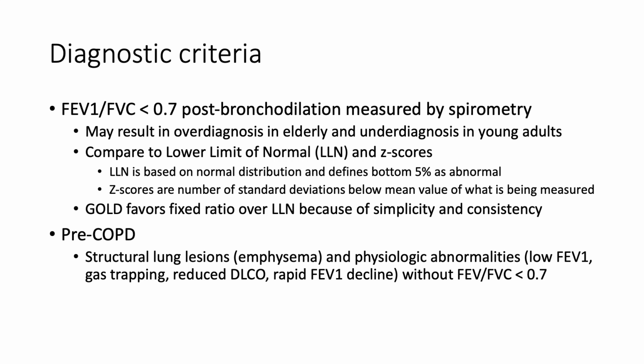The GOLD guidelines recommend using the fixed ratio of 0.7 because it's simple, it's consistent, it's easy to remember. That's what I use. But you probably will meet pulmonologists who prefer the lower limit of normal or the Z scores. Patients can have structural lung disease like emphysema on a CAT scan or other physiologic abnormalities without obstruction on spirometry. So you would call those patients pre-COPD.